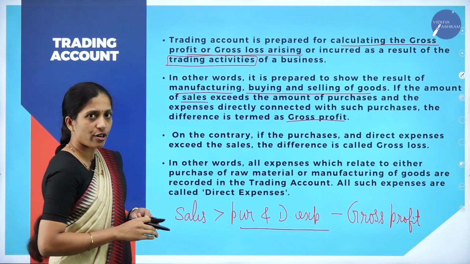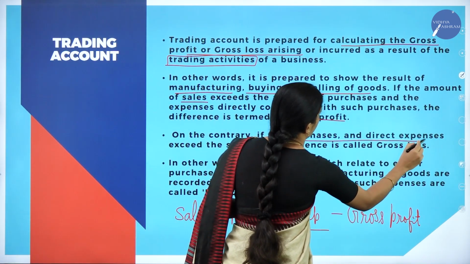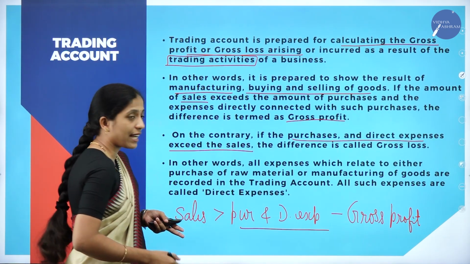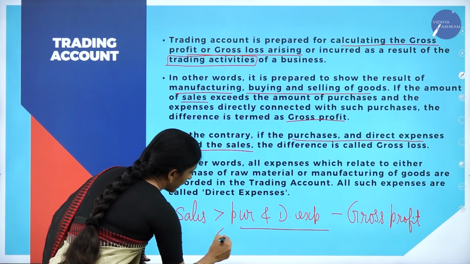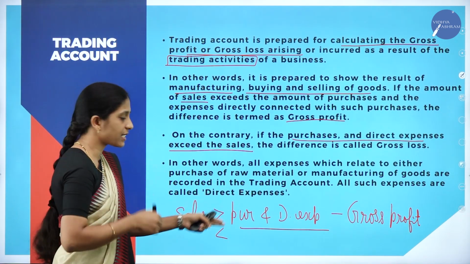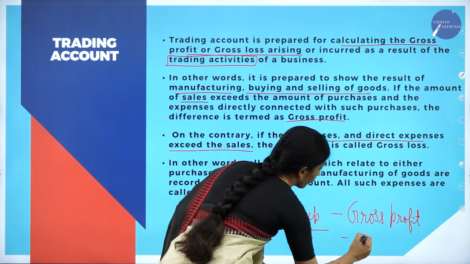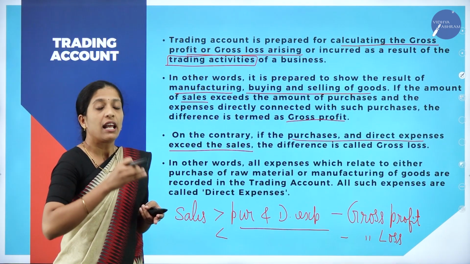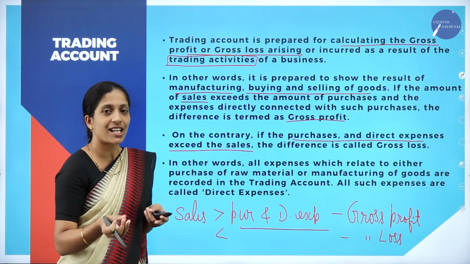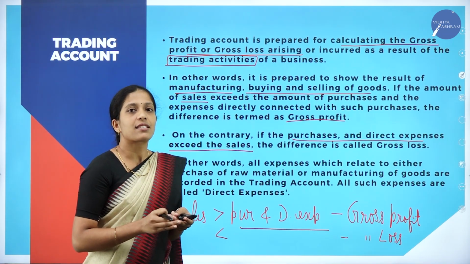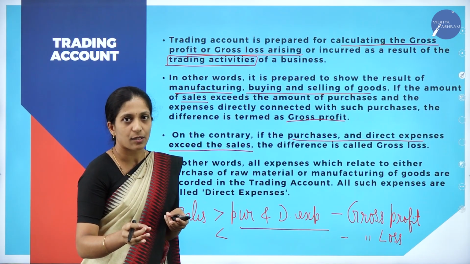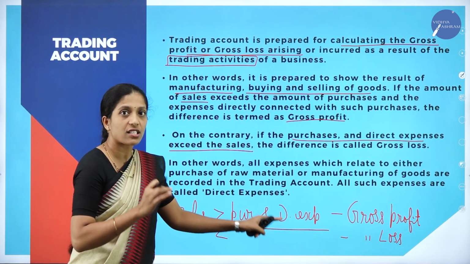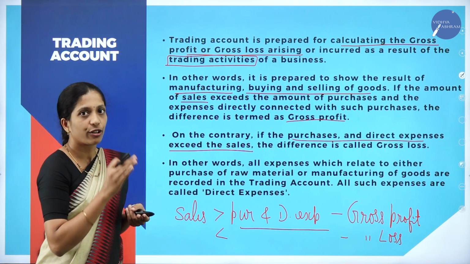Gross profit. On the contrary, if the purchases and direct expenses exceeds the sales, so if the direct purchases and direct expenses is more, then it is called as what? Gross loss. So when do we find out the gross profit? If the sale is more than purchases and direct expenses, then it is termed as gross profit. If the sales is less than the purchases and direct expenses, then it is termed as what? Gross loss. Or on the other hand, if the purchases and direct expenses are more than your sales, then it is termed as what? Gross loss.